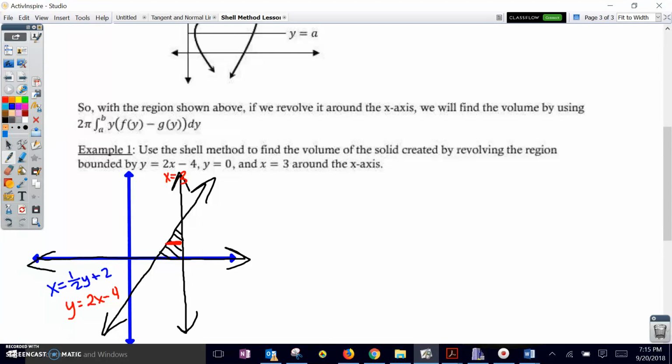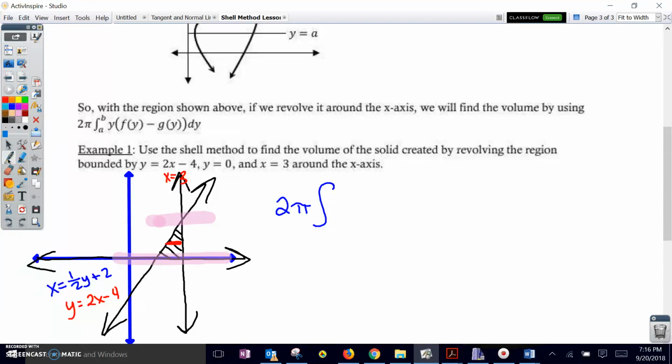But for now, we're just looking at the mechanics behind setting up the shell method going around the x-axis. So we want everything to be in terms of y in our integrand. So we've got 2 pi times the integral, and my limits of integration are going to be y coordinates at the ends of the region. So we've got the bottom of the region and the top of the region as our coordinates.